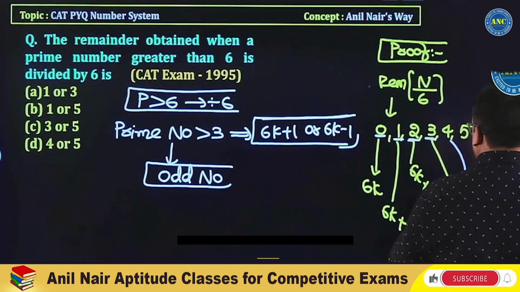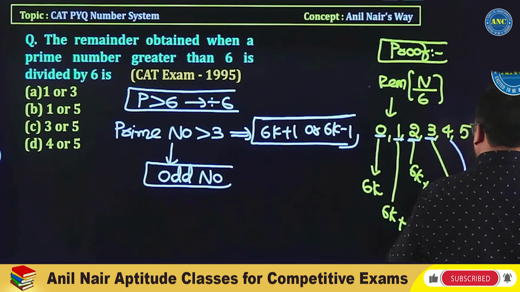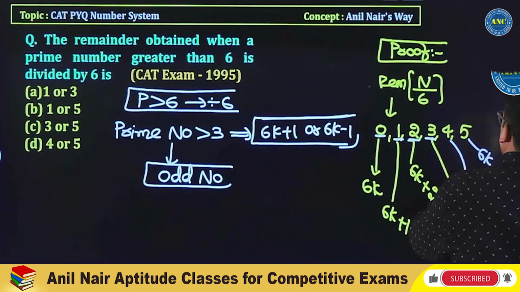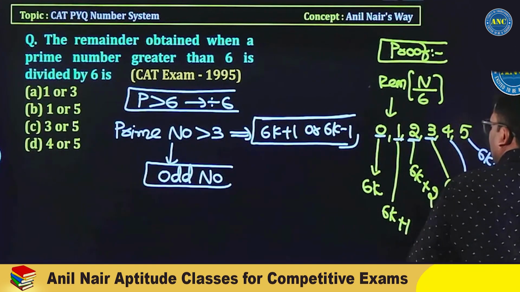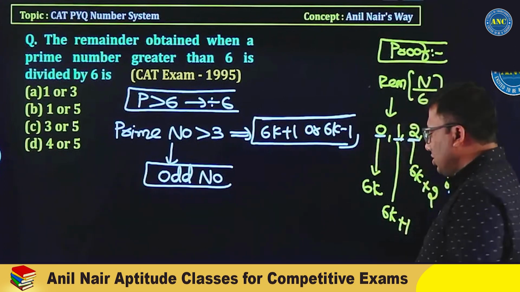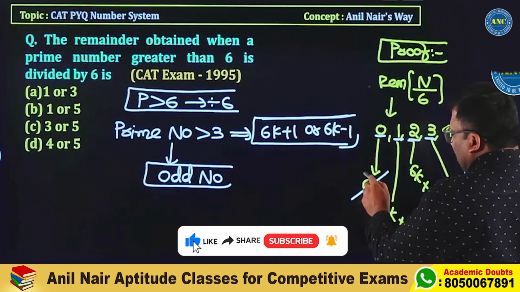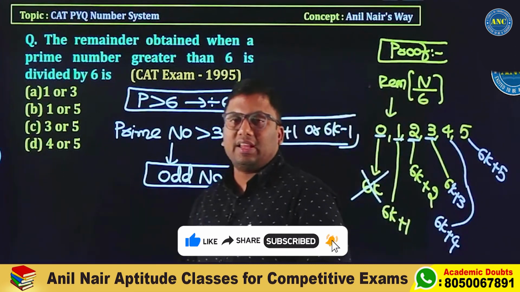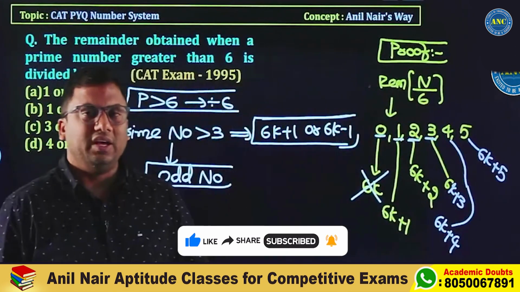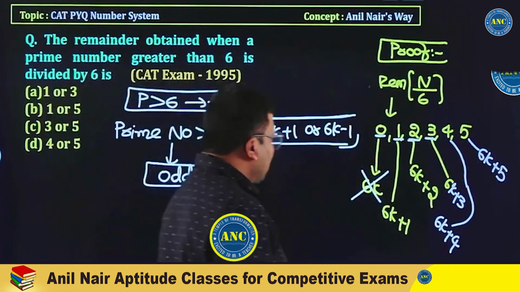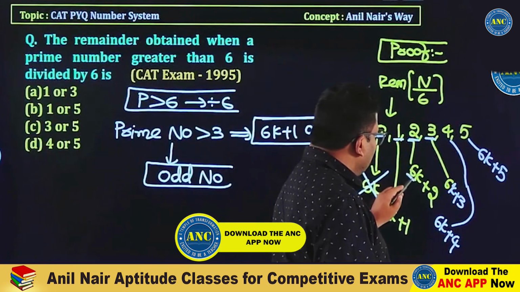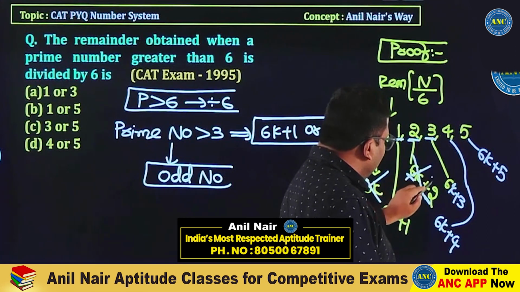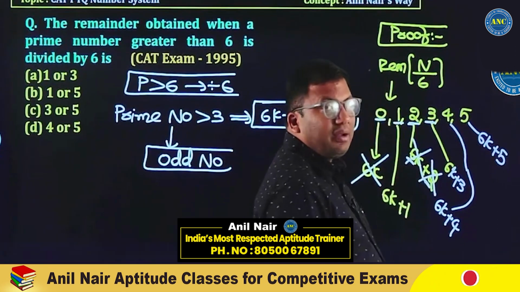Remainder 3, this will be remainder 4 and this will be remainder 5. When you divide a number by 6, these are all the possible remainders. 6 into any number becomes an even number. Every prime number greater than 3 has to be an odd number. 6k plus 2 is an even number. Even number plus even number is an even number.